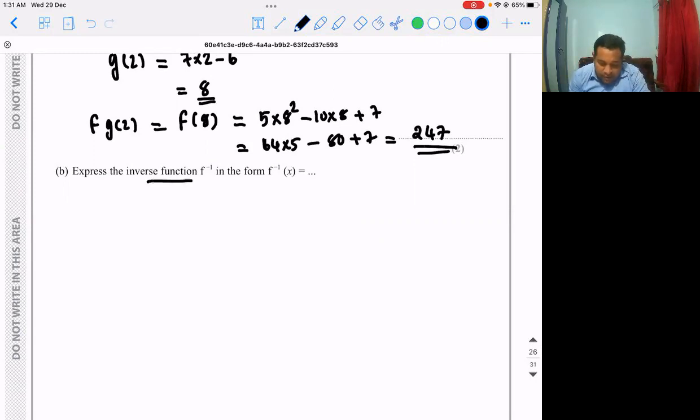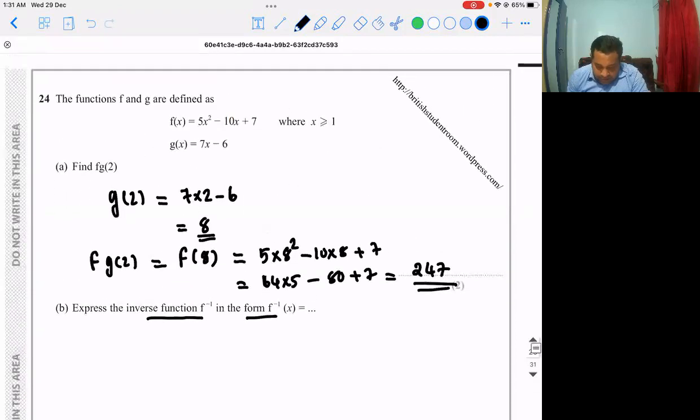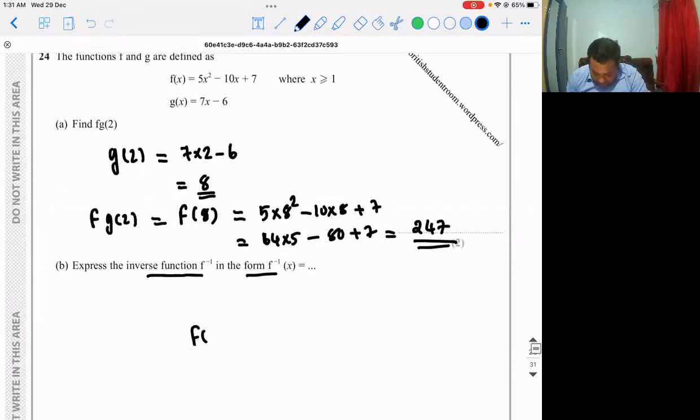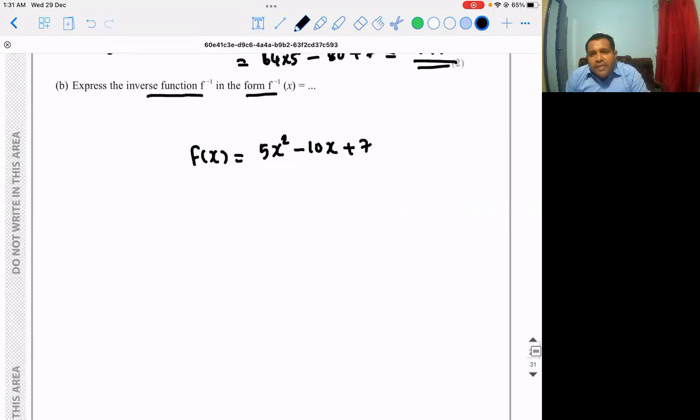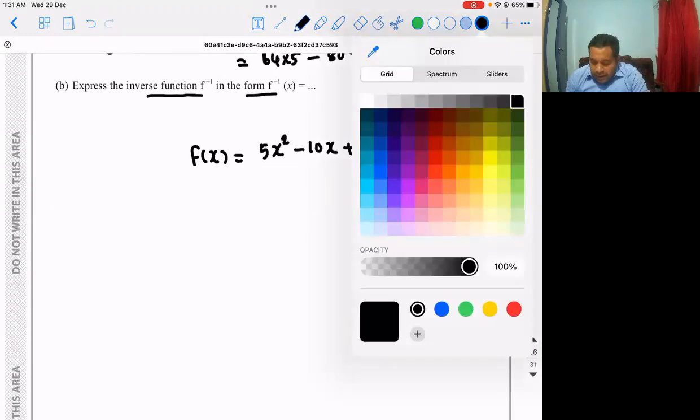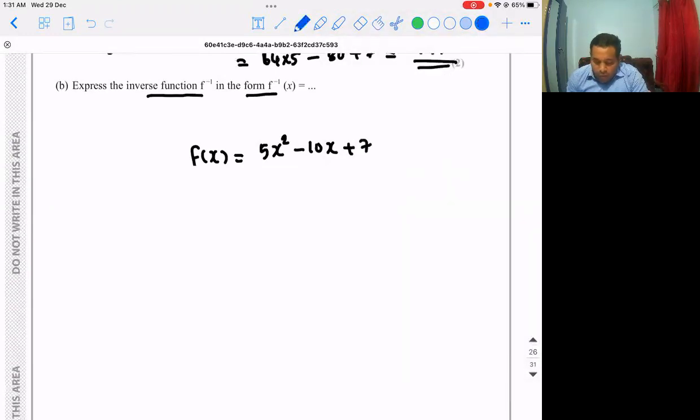Then the inverse of f, f inverse of x. So what is our f of x? It is 5x squared minus 10x plus 7. Especially for a quadratic expression, it is advisable to write this in completing square form. How can we write it in completing square form? How will we complete the square for this?